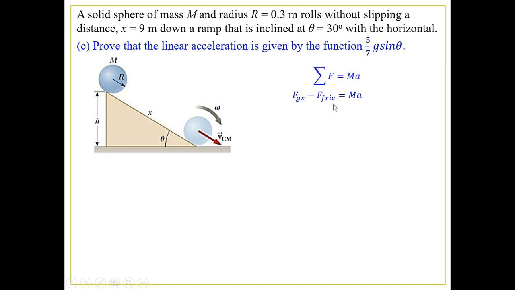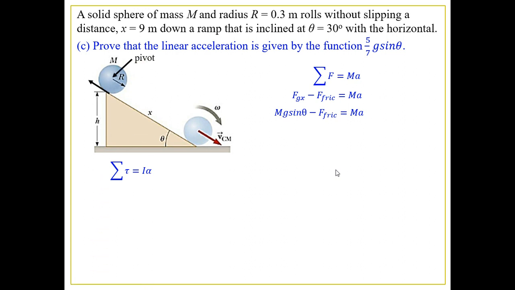F_gx minus f_fric equals ma, and then F_gx can be broken down to mg sine theta minus f_fric equals ma. Again, we're trying to find a, so I need to keep a in this particular statement. All right, but I don't know what f_fric is, so I need to get rid of f_fric. So, same strategy here.